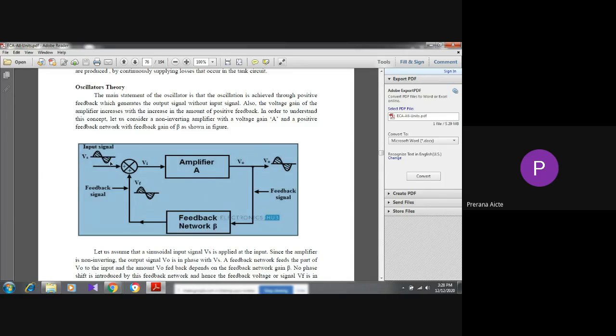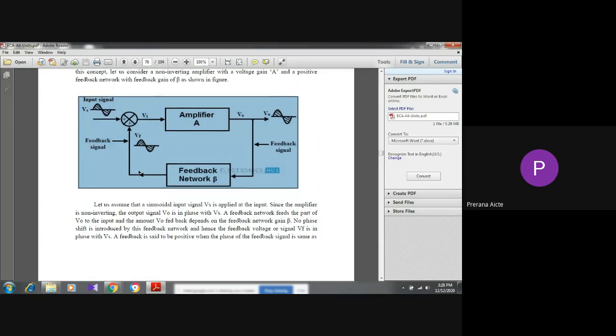Here we are giving the input signal. The input signal will be amplified with this amplifier, and we will get the output signal. The output signal is fed back to the input by using this feedback network. Both input and feedback signals are the same thing. It looks similar. That's why the phase angle is 0 degrees or 360 degrees, so it is called positive feedback.